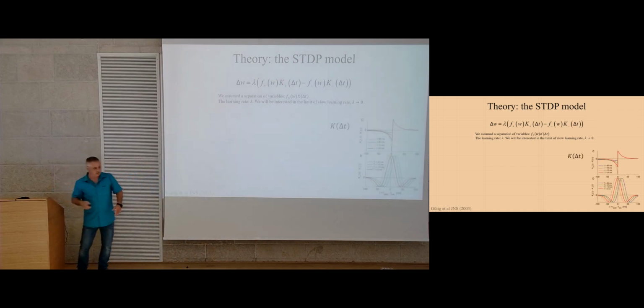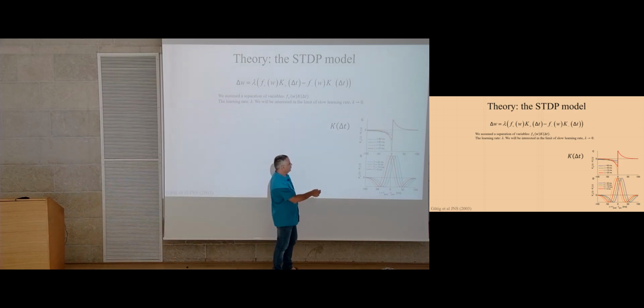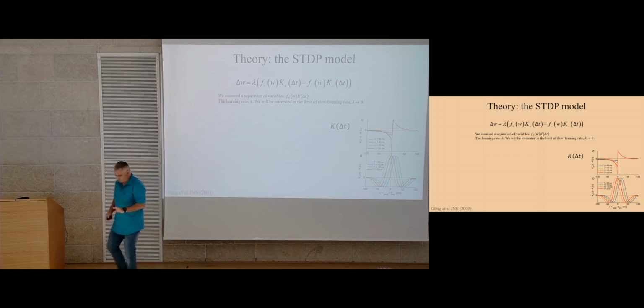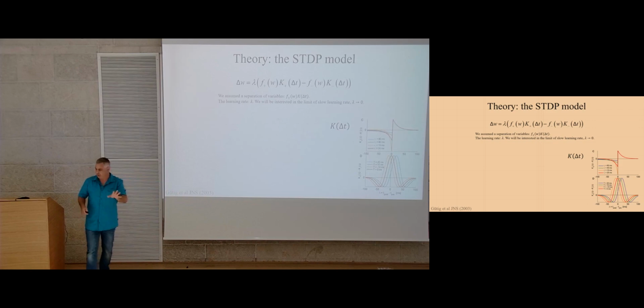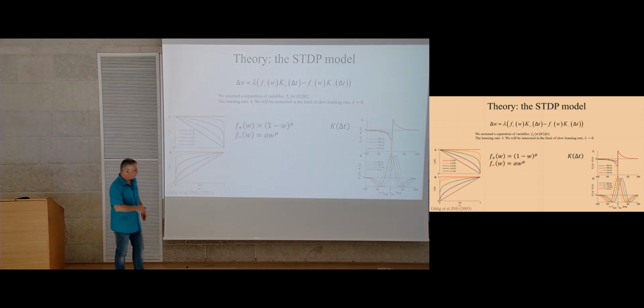Temporal kernels can vary. It can be a temporally symmetric Hebbian, like in Bi and Poo, or it can be anti-Hebbian, or Mexican hat, or temporally shifted. And for the synaptic weight dependence, we took the Gütig choice.